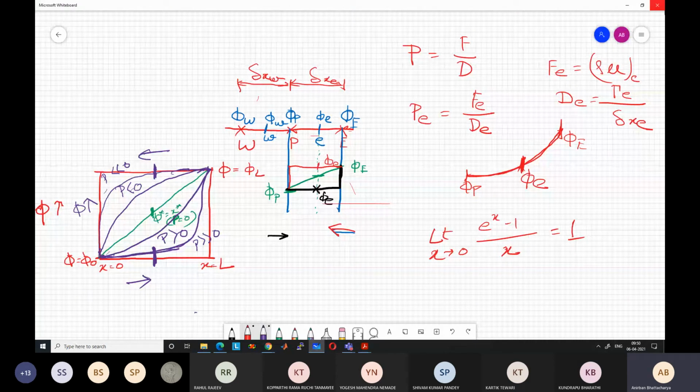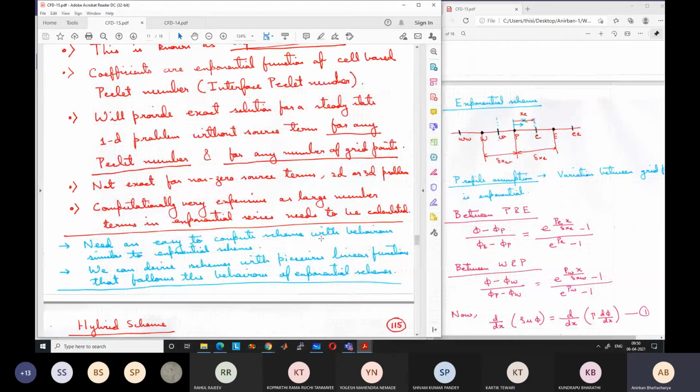So if we can mimic this behavior without using exponentials, we can devise certain schemes which will run very fast, computationally faster, but will have the variation of the exponential, almost like exponential. Without using exponentials, we cannot exactly make the line look like an exponential, but what we can do is devise piecewise linear functions that follow the exponential scheme.